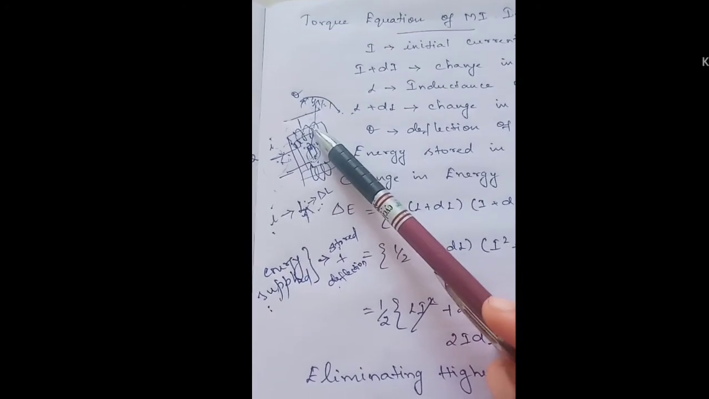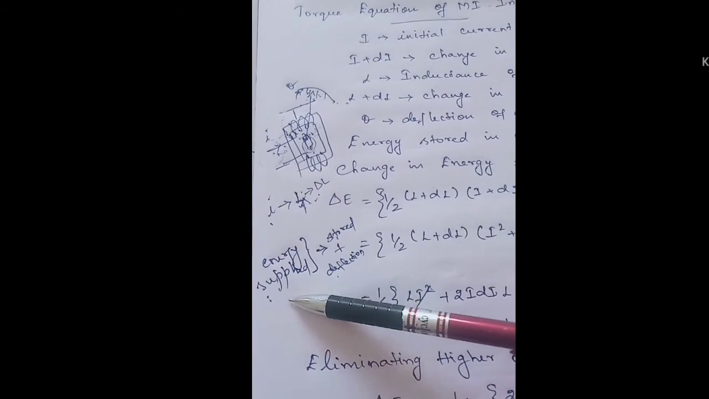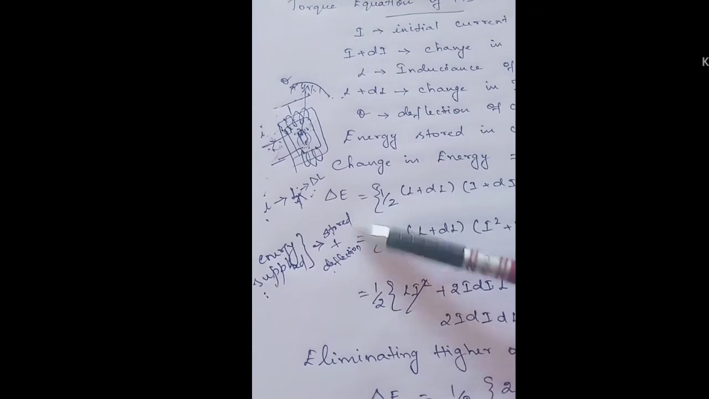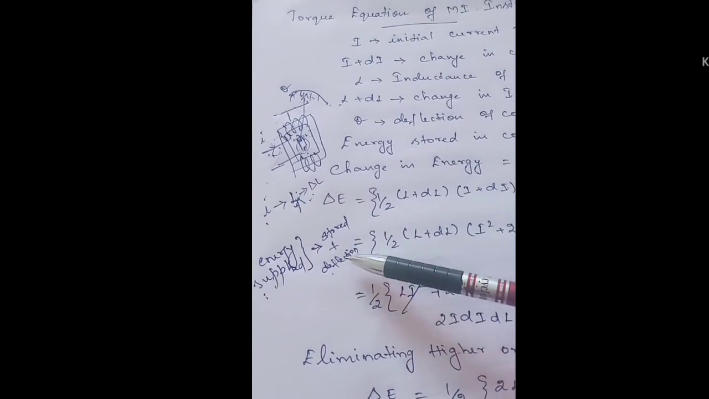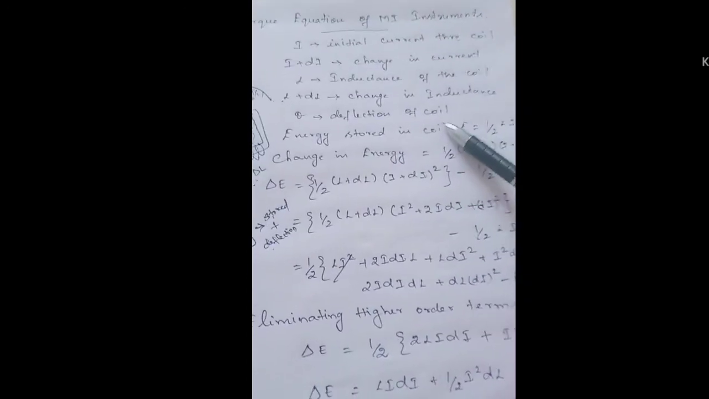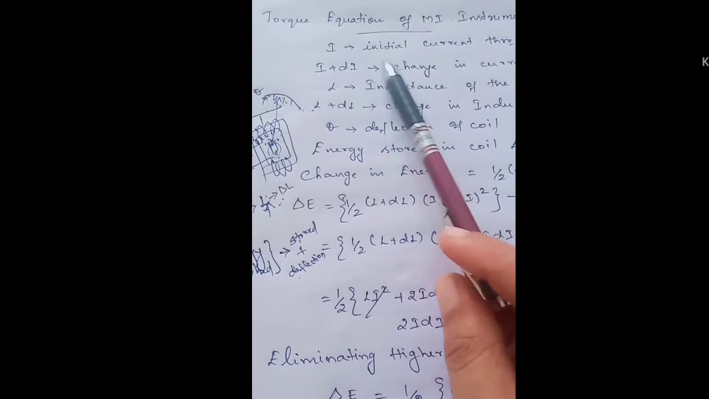So these are all the terms involved here. The energy that is supplied from the source is stored in the inductor and it creates deflection in the pointer. So we are going to represent it by means of mathematical equations. Before entering into the equation, we shall know what all the terms involved here are.